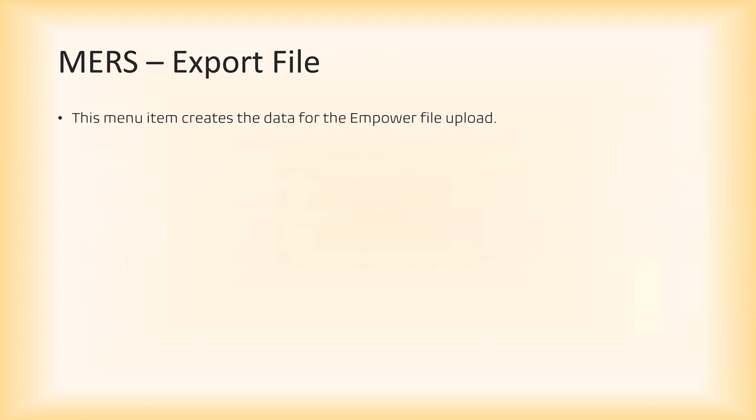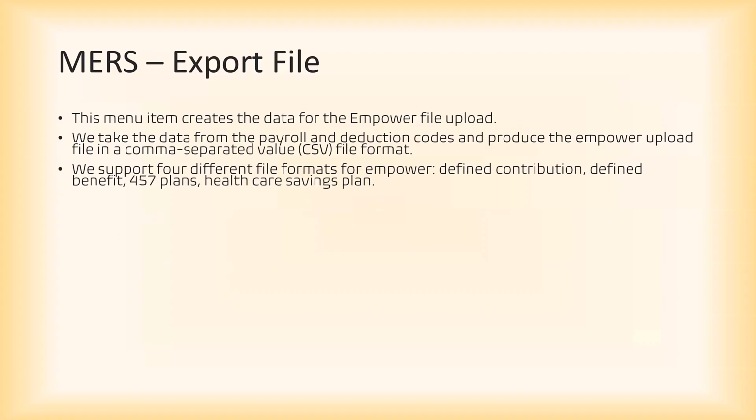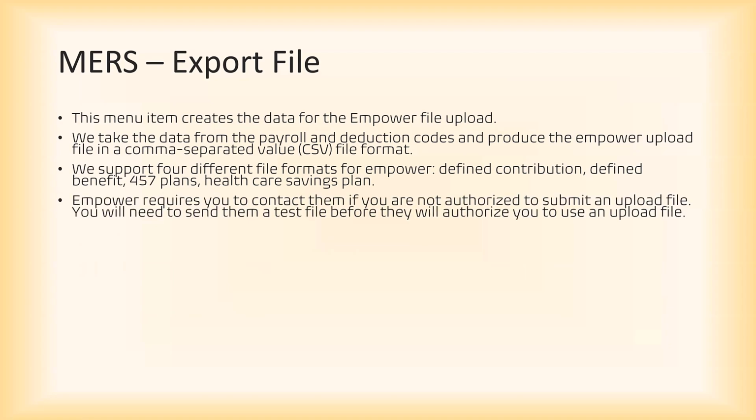And then the last part of the MERS is we have a menu item that you can use to generate the upload file for Empower. We take your data from payroll and deduction codes and produce the Empower upload file in a CSV, comma-separated value file format. As I mentioned before, we support 4 different plans: the defined benefit, defined contribution, 457, and healthcare savings plan. So if you currently are using Empower but don't have access to upload a file, you will have to contact them and get authorized to submit an upload file.